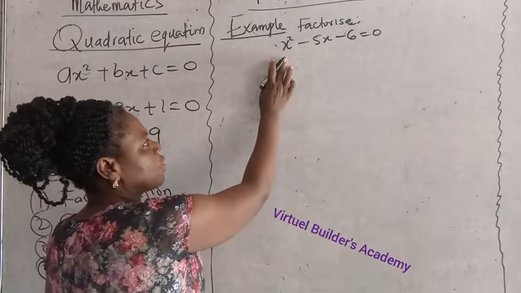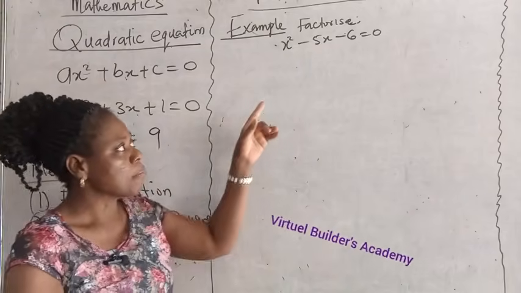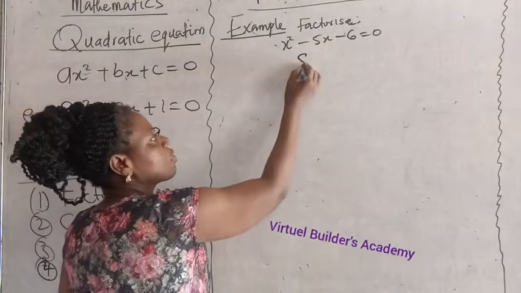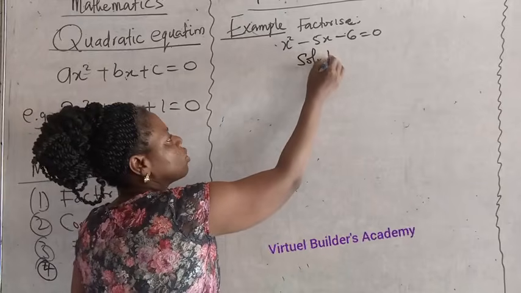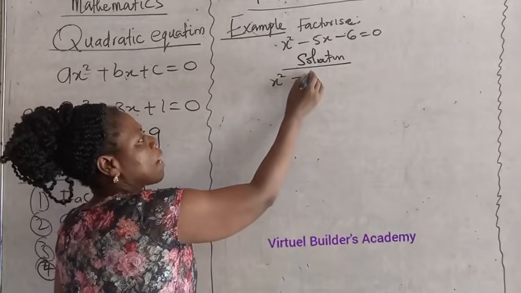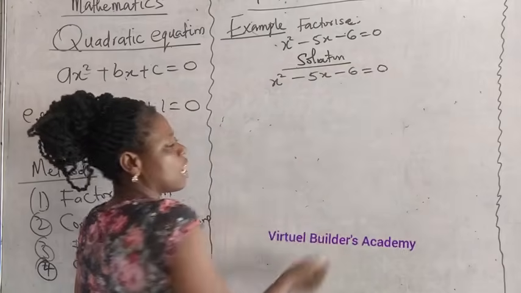We are asked to factorize x squared minus 5x minus 6 equals 0. So let's start with the solution here. Solution: I will repeat the question again. x squared minus 5x minus 6 equals 0.